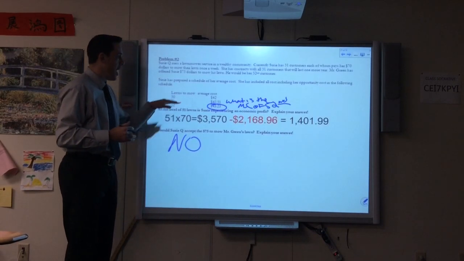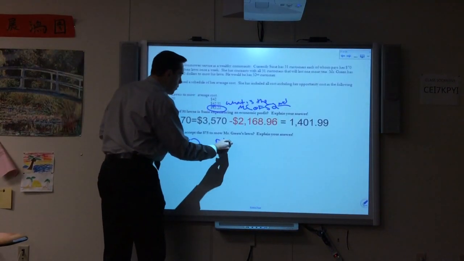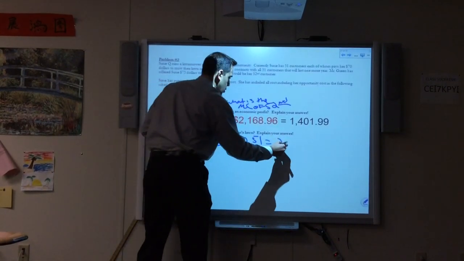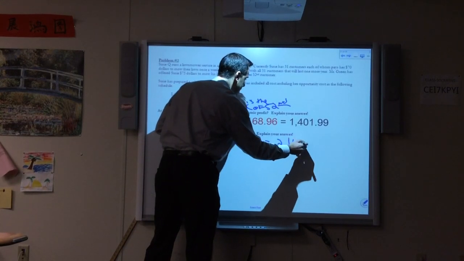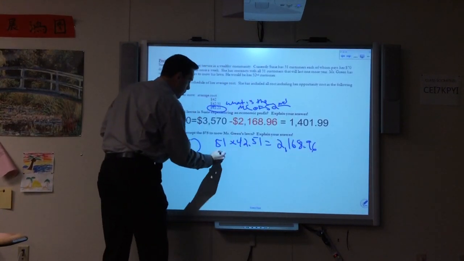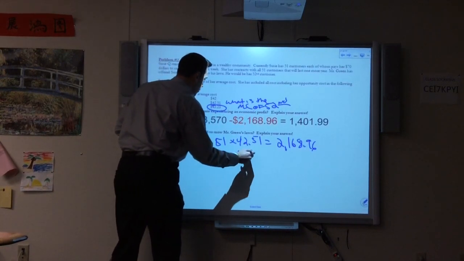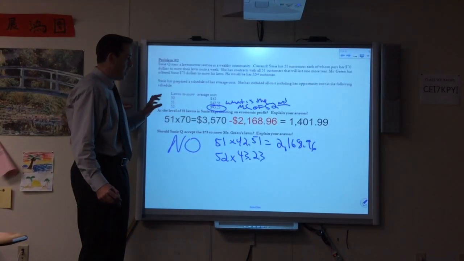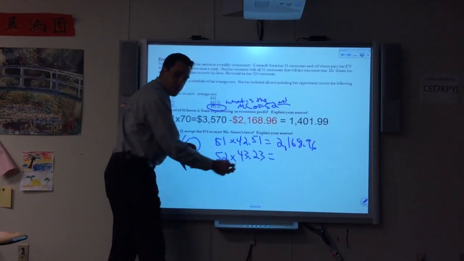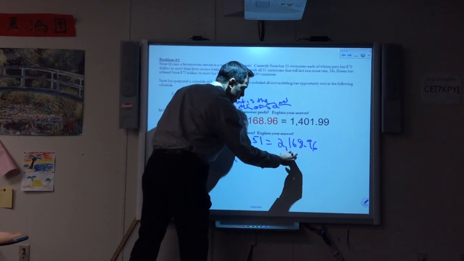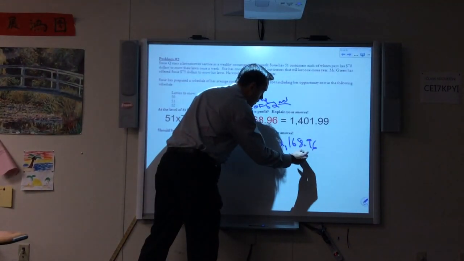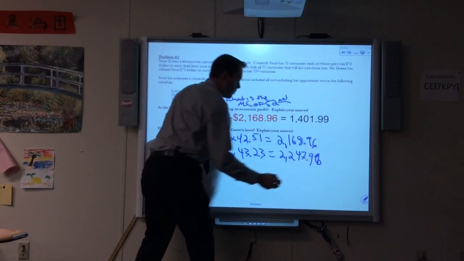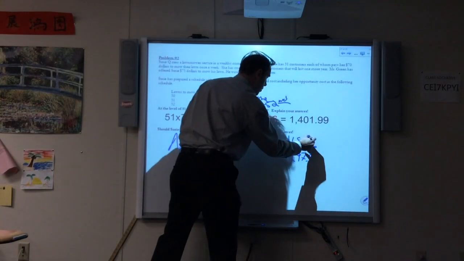What you have to do is you calculate the total cost. So it's 51 times 42.51 equals 2,168.01. And then you multiply 52 times 43.23. I'm taking the average, I'm multiplying by the quantity to find the total cost. And this is going to equal 2,247.96.